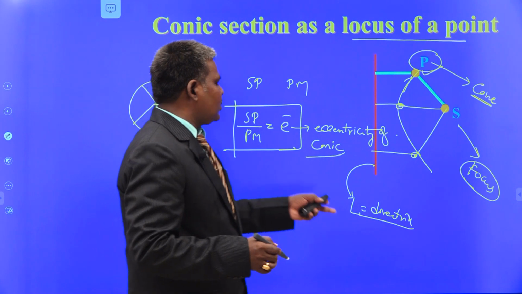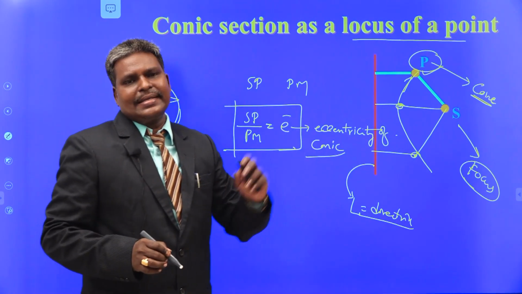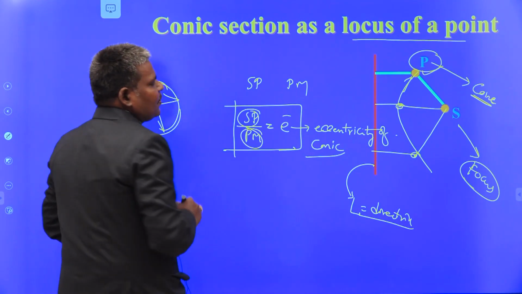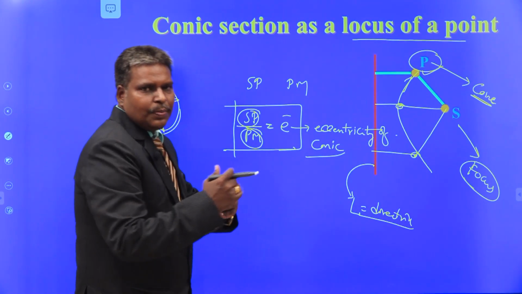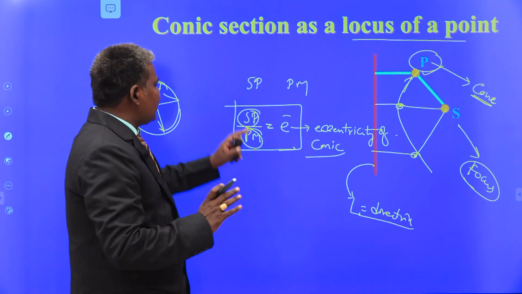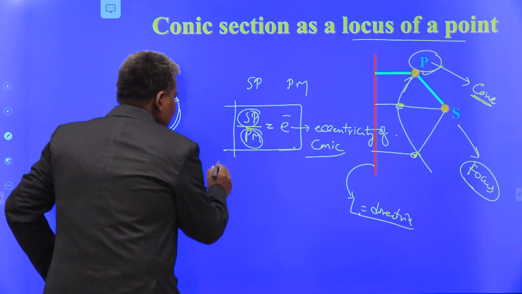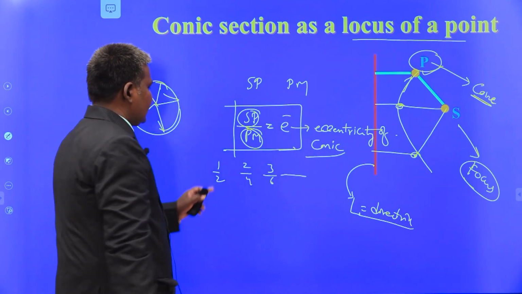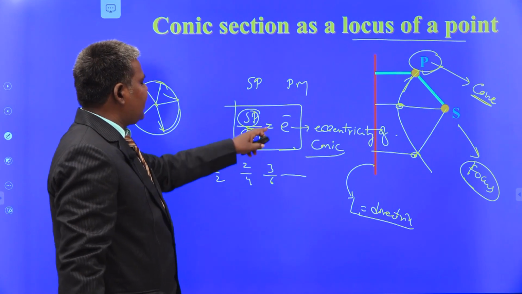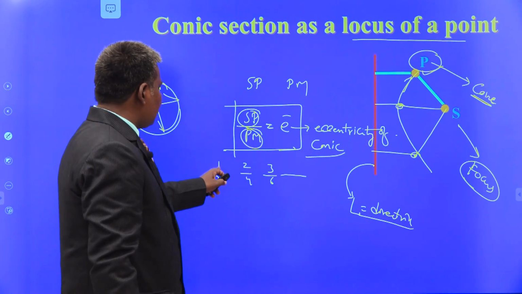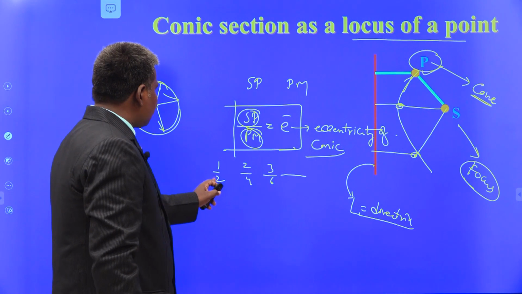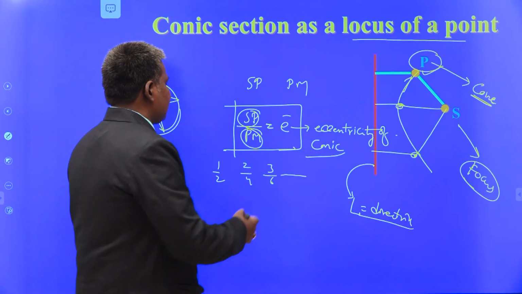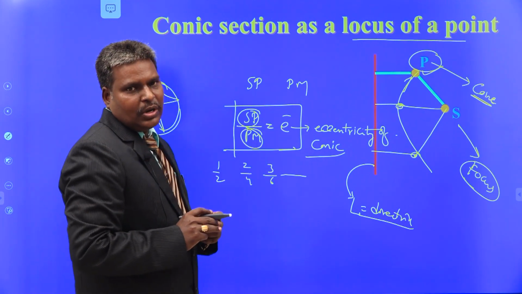Then such type of locus is called conic or conic section. SP is the two-point distance, PM is the perpendicular distance. Its ratio must be maintained constant even though its lengths are varying. Suppose 1 by 2, 2 by 4, 3 by 6, and so on. We obtain the same ratio, that is 0.5. So SP is sometimes 1, sometimes 2, sometimes 3, but the corresponding PMs are 2, 4, 6. Even though their lengths vary, if the ratio is maintained constant, then you obtain some conic.